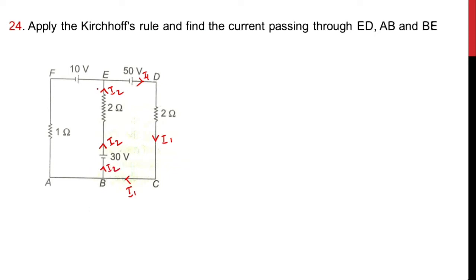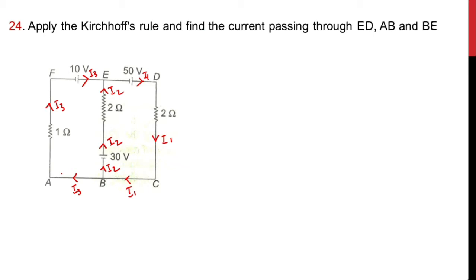Next, there is one more cell, a 10-volt cell. So just imagine the current coming from the 10-volt cell is I3. If I3 is starting from the 10 volt, definitely it should reach here also as I3 current, right? So the current passing through 1 ohm is also I3, and B to A is also I3 current only. So now we have a clear concept of the current passing through each arm.